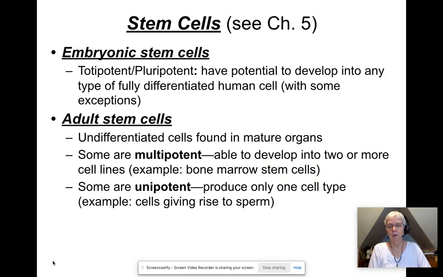Now, stem cells can be of two types. They can be embryonic stem cells, which means they're either totipotent or pluripotent. Totipotent meaning that they can become any cell. Pluripotent means they can become many types of cells. So again, you've got these two types of embryonic stem cells. Now, adult stem cells can be multipotent, which means they're able to develop into two or more different types of cells, or unipotent, where they can only become one type of cell.